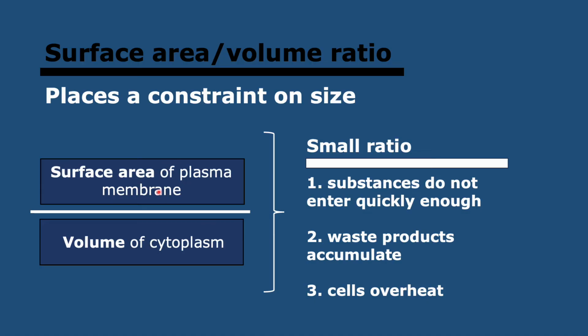So if the ratio is very small, substances are not able to enter quickly enough because there's not enough surface area. Similarly, waste products will accumulate because they can't leave quickly enough, and also the cells can overheat because there might be too many reactions happening and the heat cannot diffuse out through the membrane. Okay, so that's all for SL. Let's move on to higher level.